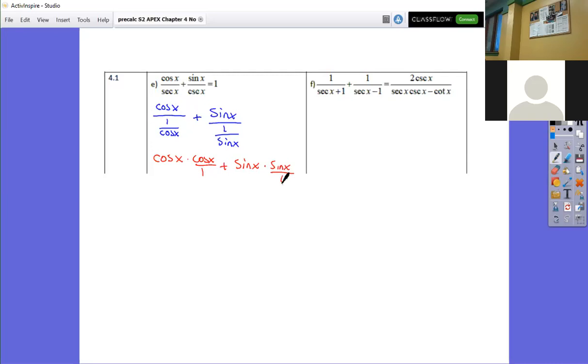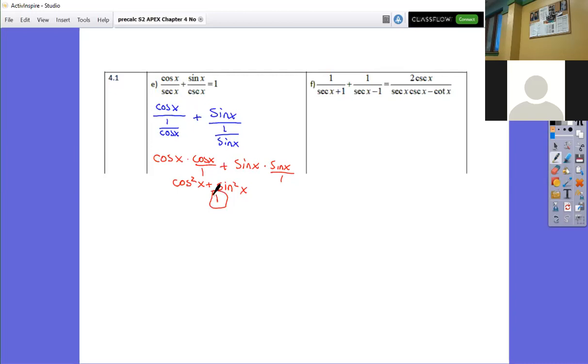What's cosine of x times cosine of x? This is going to be cosine squared x, right? Plus sine of x times sine of x, sine squared x, which equals 1. Which is what we were looking for.